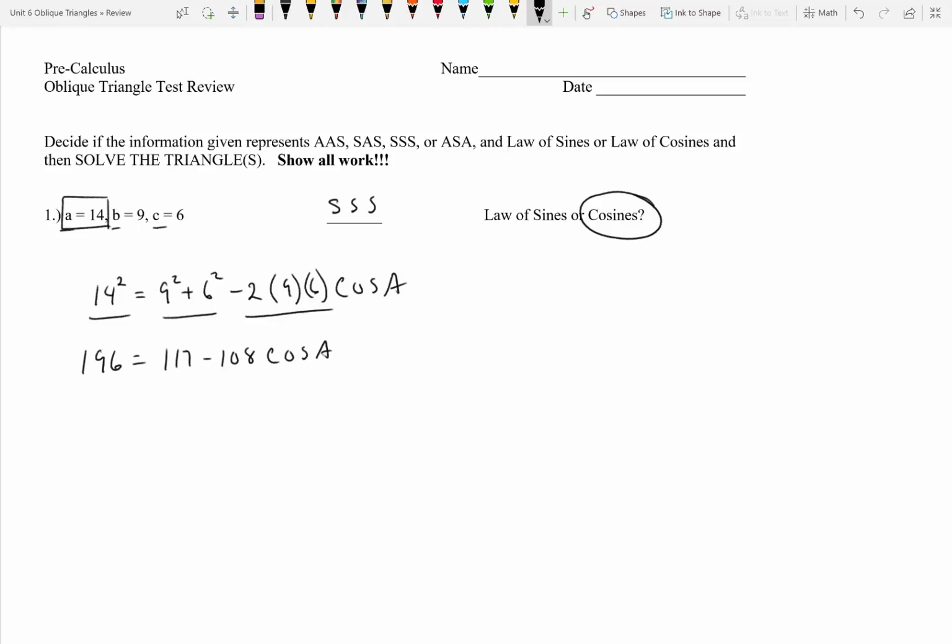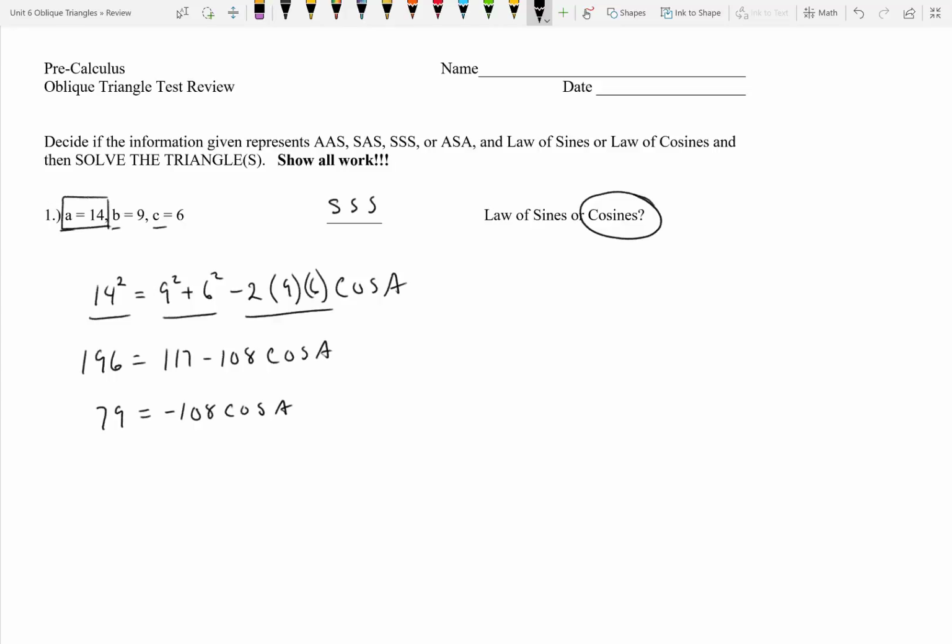Now, this is the first spot where you're likely to make an algebra error, and that is with order of operations. Some of you are going to want to do this subtraction now, but that would be a mistake. Order of operations tells us that the multiplication would have to take place first, 108 times cosine of A. So in solving this, we're first going to subtract 117 from both sides. 196 minus 117 gives us 79 equals negative 108 times cosine of A.